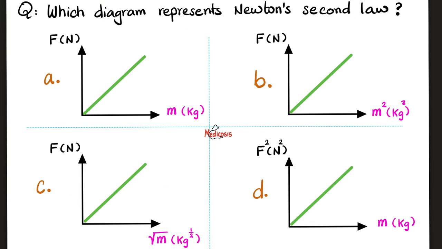This is your homework for today. Which diagram represents Newton's second law? Is it A, B, C, or D? Let me know your answer in the comments. You'll find the answer key in the next video, where we will talk about inclined planes. And then in later videos, we'll talk about laws of circular motion, universal gravitation, and circular motion.